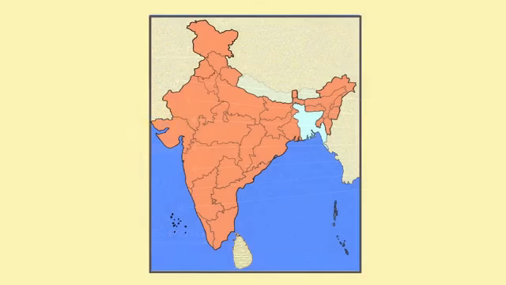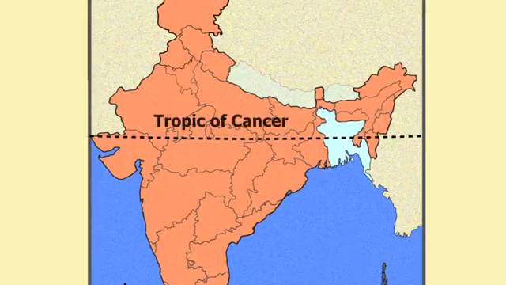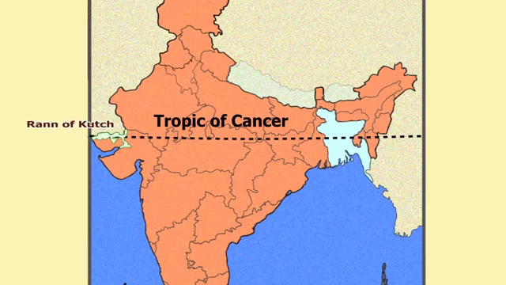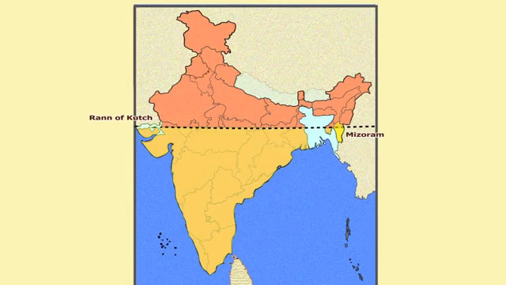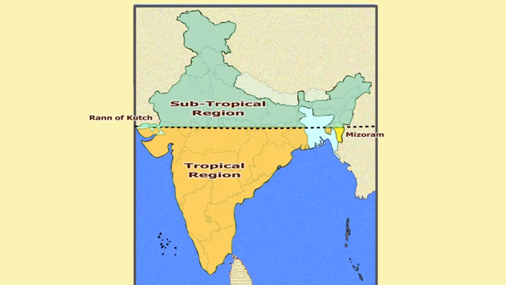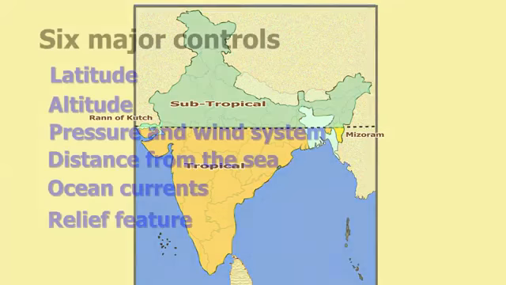Coming to India, the Tropic of Cancer passes through the middle of the country, that is from Rann of Kutch in the west to Mizoram in the east. Almost half of the country lying to the south of the Tropic of Cancer belongs to the tropical area, whereas the remaining area which is in the north lies in the subtropical area. Therefore, India's climate has characteristics of tropical as well as subtropical climates.